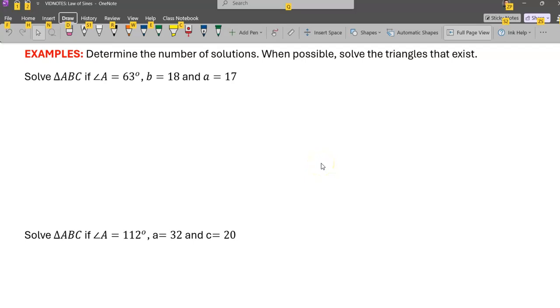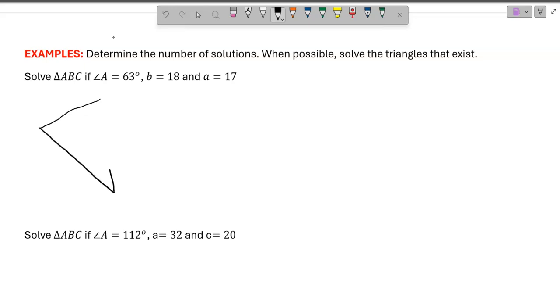So here is our first example problem. It says determine the number of solutions and then when possible solve for the triangle. So let's draw out this picture here. Let's just draw a random triangle, and we'll label it ABC. And then let's label what we know. So we know that angle A is 63 degrees, side B, so that's going to be across from B, here's 18, and side A is 17.